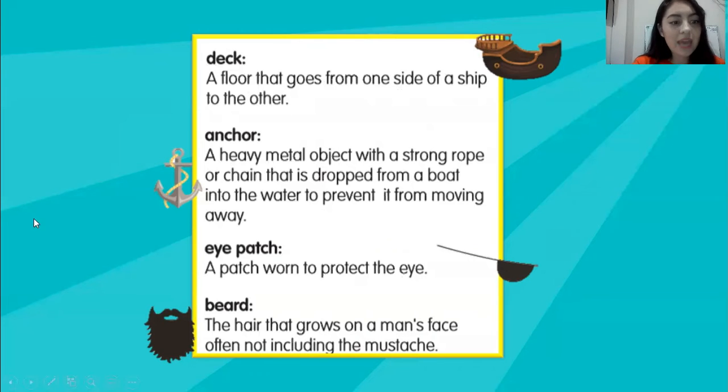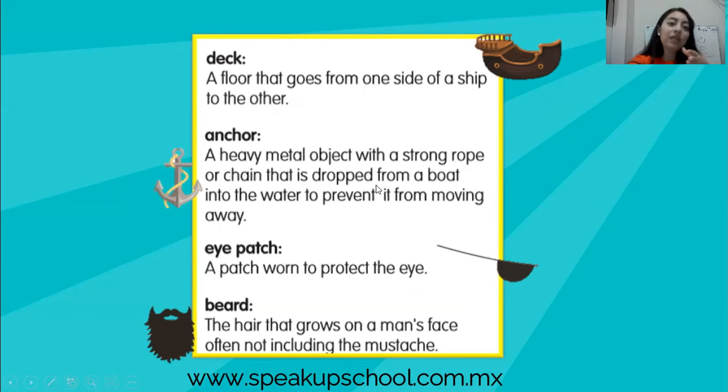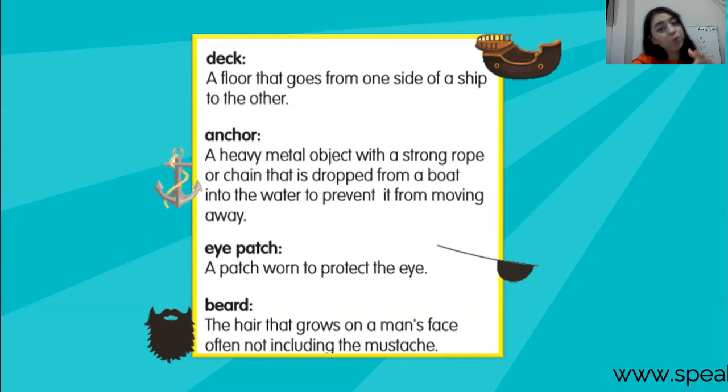Then we have the anchor, okay? Anchor is this heavy metal object with a strong rope or chain that is dropped down from a boat into the water to prevent it from moving away, okay? So the anchor is this heavy metal object, okay? So can you repeat after me? Anchor. And then we have deck.